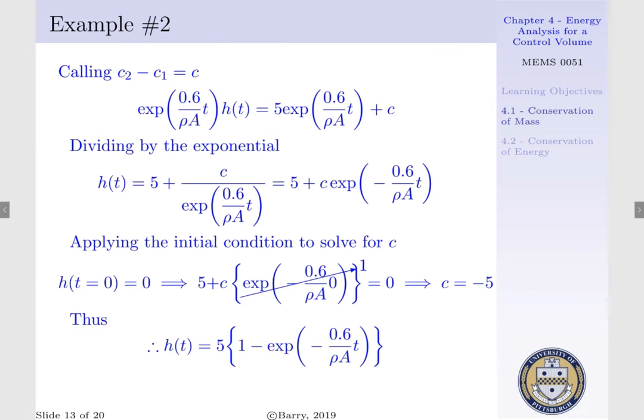Substituting this back into our expression, our height as a function of time is equal to 5 times the quantity 1 minus the exponential of negative 0.6 t per rho A. At this point in time, you can substitute in values for the density as well as the cross-sectional area of the tank, and you can evaluate this as a function of time.